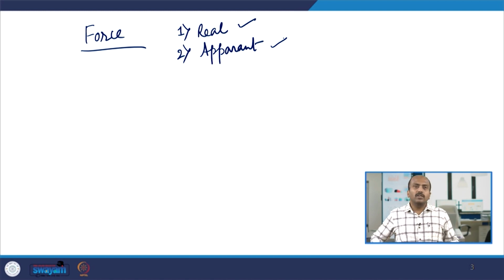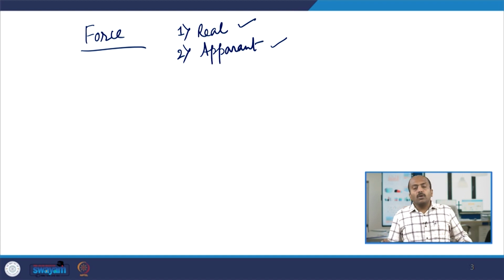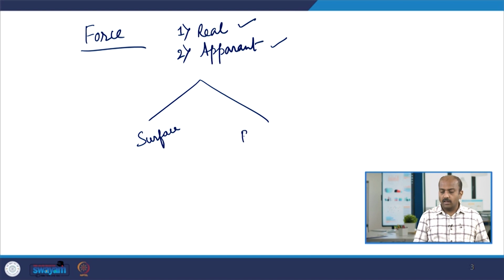What are real forces? Real forces are the ones which make the body move in a particular way or in a particular direction. Apparent forces are the ones which are basically inertial reaction terms for the real forces. We will come back to that. But when you talk about the types of forces which are responsible for moving the atmosphere from one point to another point, these forces can be classified into two different types. One type is called surface forces, and another type is called body forces.